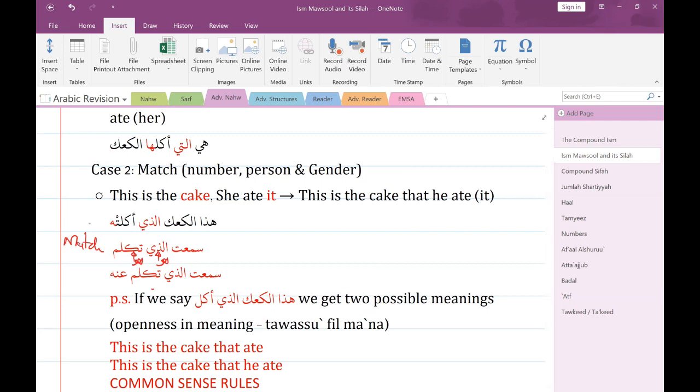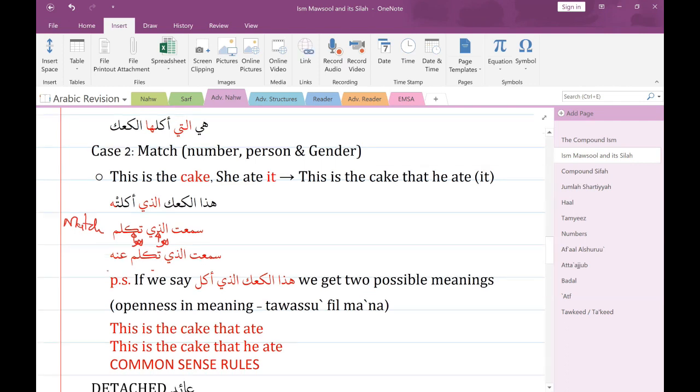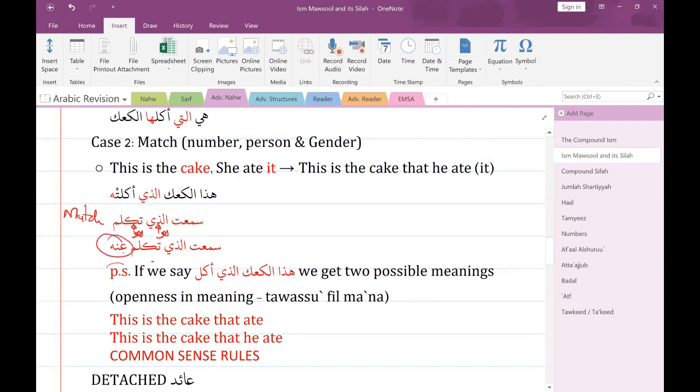But what if I'm talking about something different? If I'm talking about something different, like in the second example, I'm actually talking about a speech. I'm not talking about the person. I'm actually talking about the speech. So سمعت الذي تكلم عنه. That thing عنه, the speech that you talked about, is the one that I had. So I'm talking about a different thing. I'm not talking about the person who made the speech. I'm talking about the speech that the person talked about. So I think that's the difference between match and mismatch.